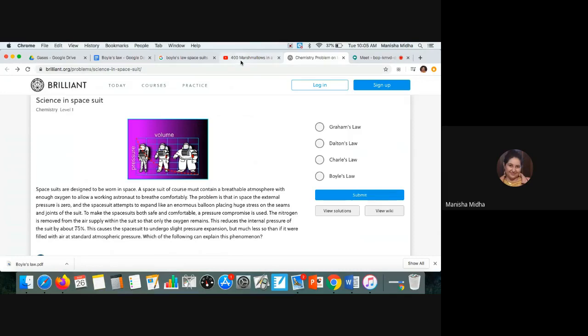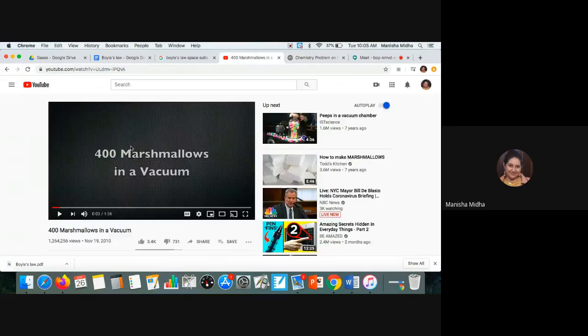There is another video that I saw in one of the classrooms. What they did was they used 400 marshmallows, and they squeezed out all the air. So the pressure was zero inside a container. Because there is no pressure, the size got bigger. Size is volume. Size got bigger, and you can see how the marshmallows expanded. I hope you can hear the people in the video.